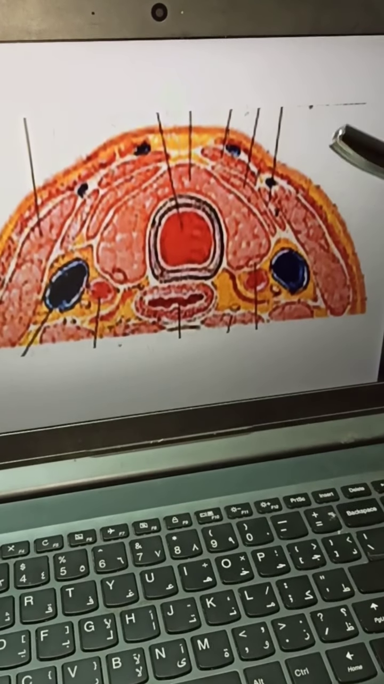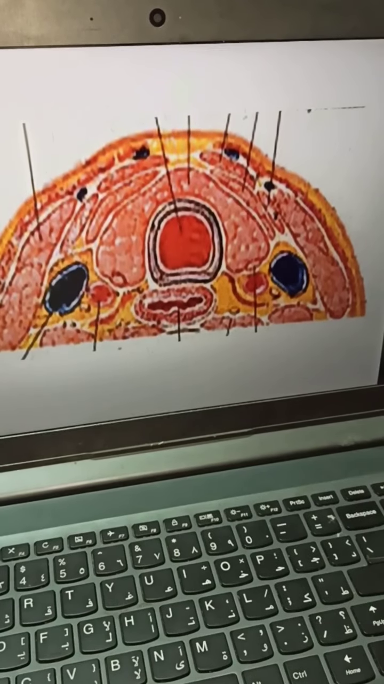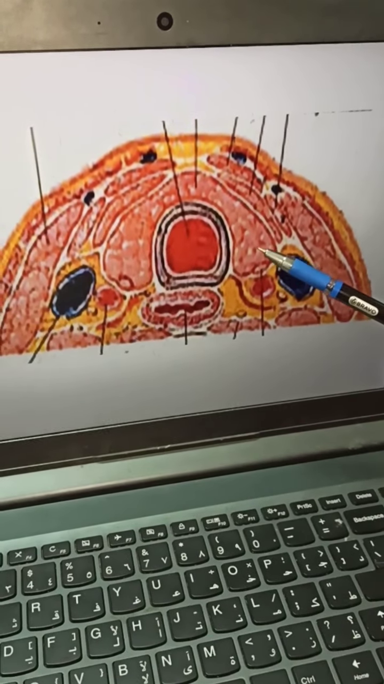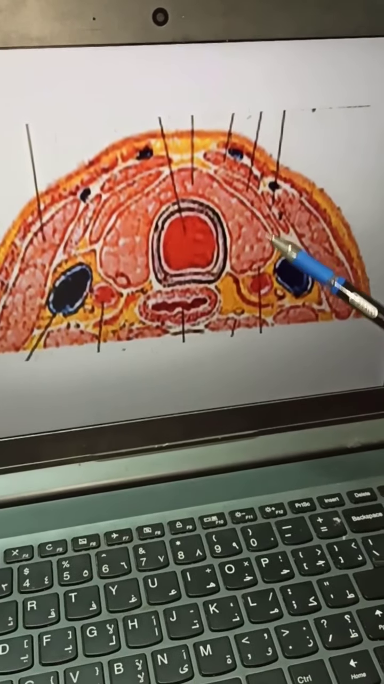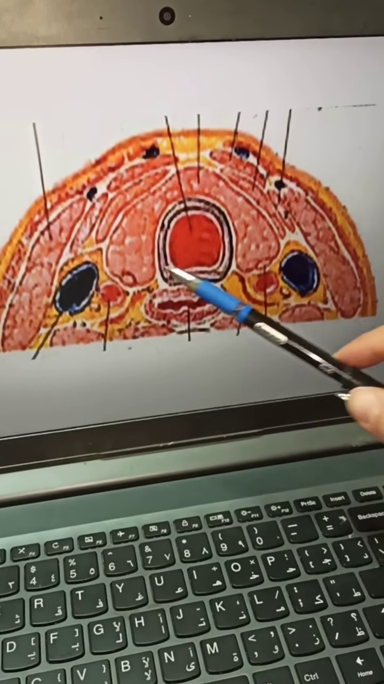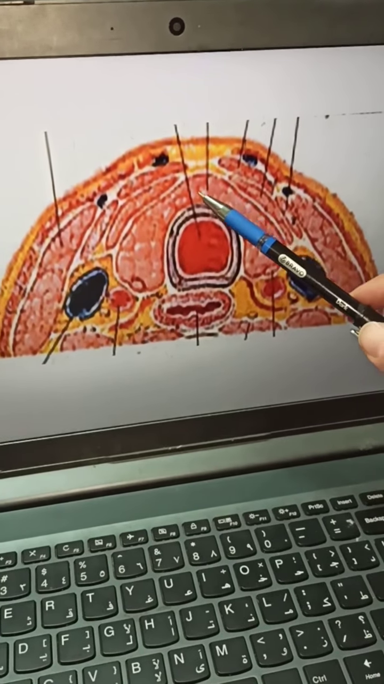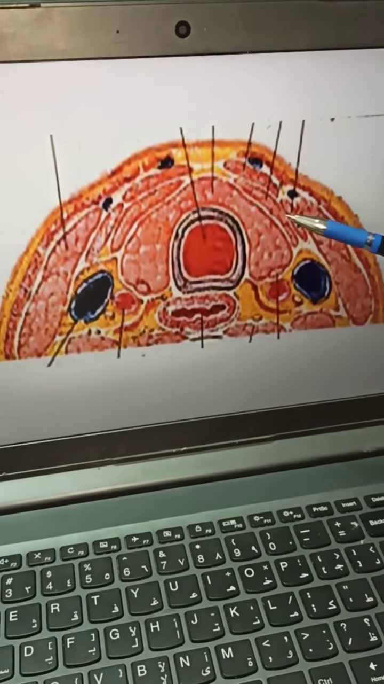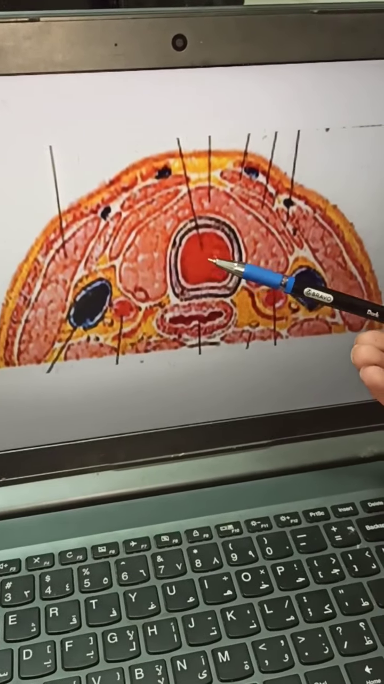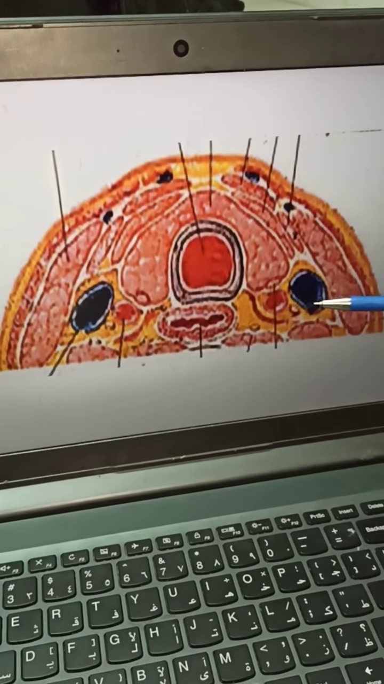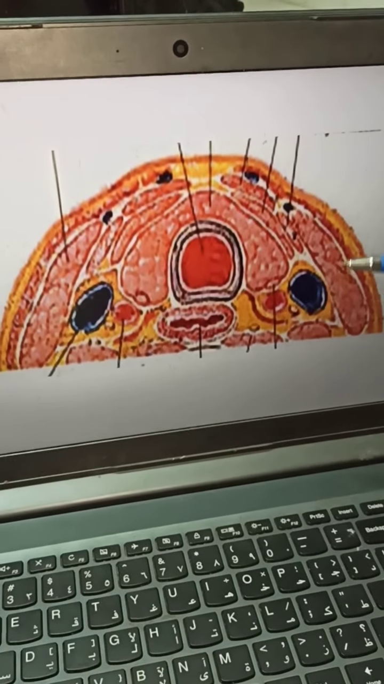This is a cross section in the neck. This is the thyroid gland. This is the lateral lobe, the isthmus. Relations of thyroid gland are here the anterolateral relations, here medial relations, and posterior relations.